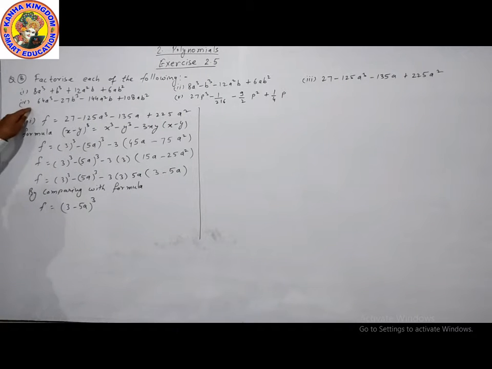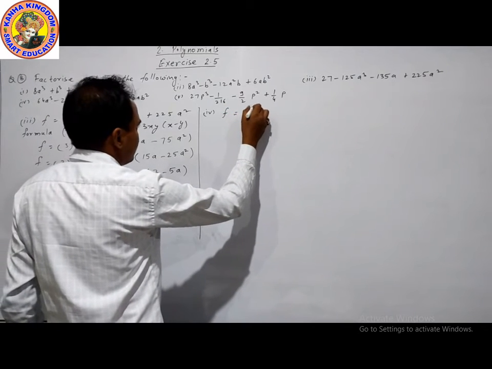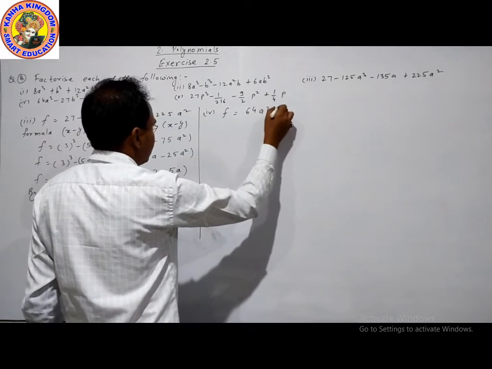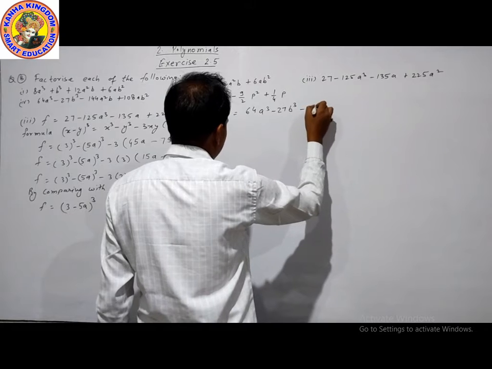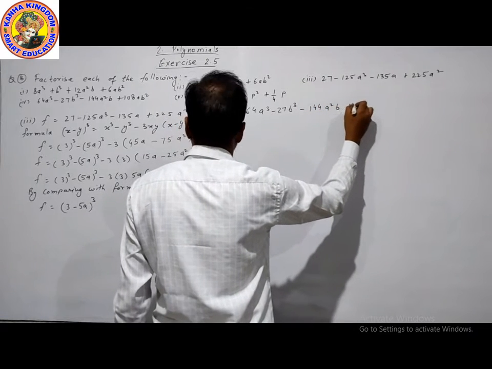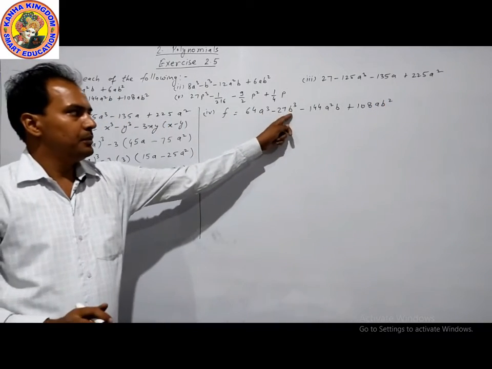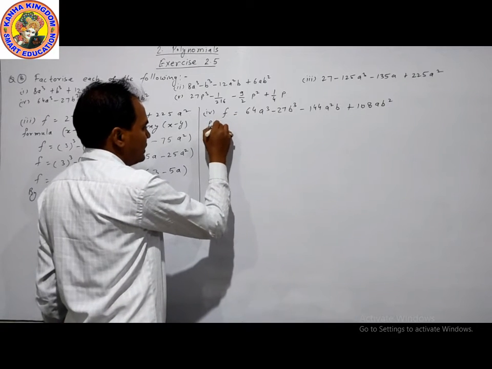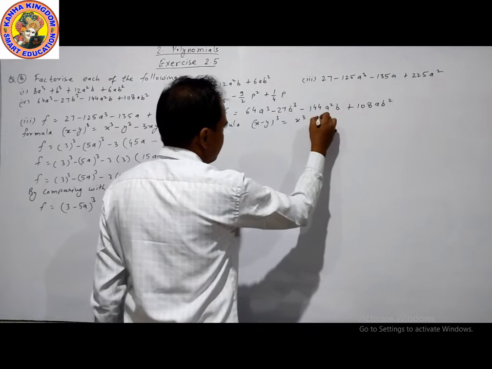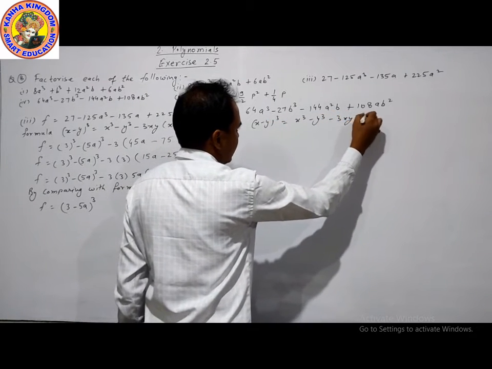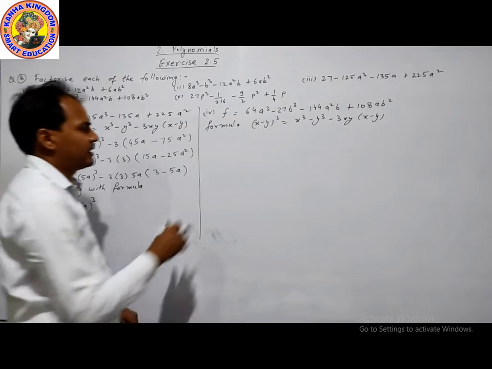Now attending the next one, the fourth one. The given equation is 64a cube minus 27b cube minus 144a square b plus 108ab square. A cube, b cube with minus. The formula is (x minus y) cube. The answer is x cube minus y cube minus 3xy and (x minus y). This is our formula. Now converting the equation into the formula terms.